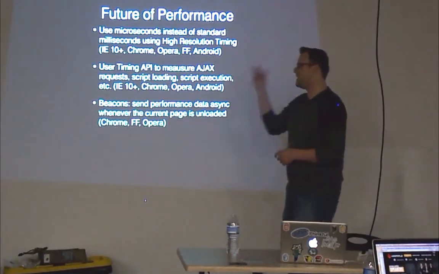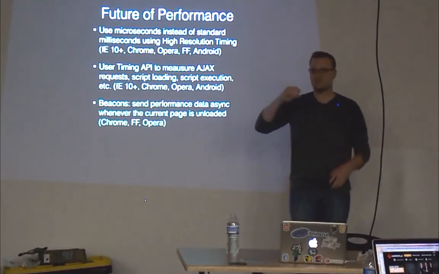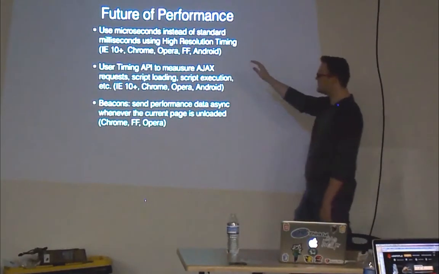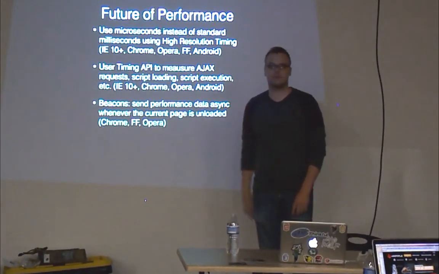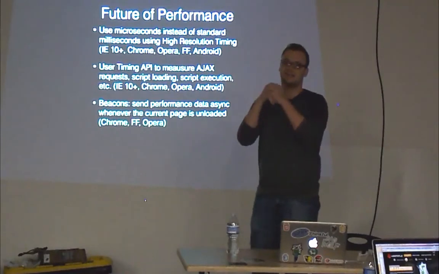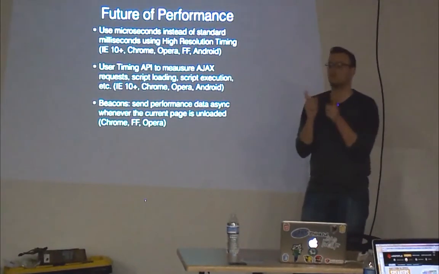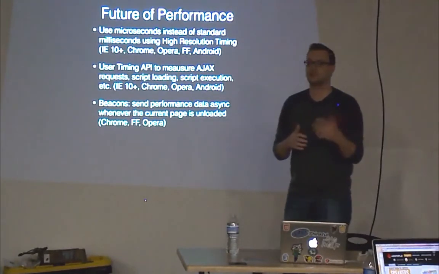So, measuring performance using microseconds instead of the standard milliseconds. The High Resolution Timing API is supported on the majority of browsers today, and it just gives you a more finite time of how long it took something to load, and that's good when measuring performance and user experience.